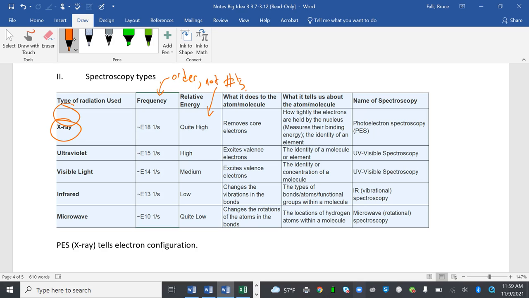So what happens with X-rays? It removes core electrons. What does it tell us about the atom or molecule? It tells us how tightly the electrons are held by the nucleus. It measures their binding energy, and it tells us the identity of the element. And that's PES. We've done PES before. We'll do PES again. Photoelectron spectroscopy, with a little hint.